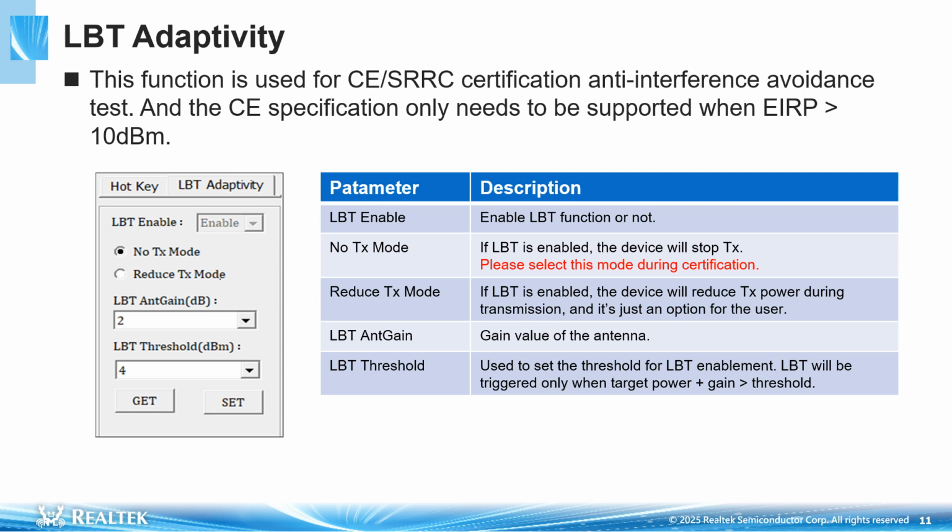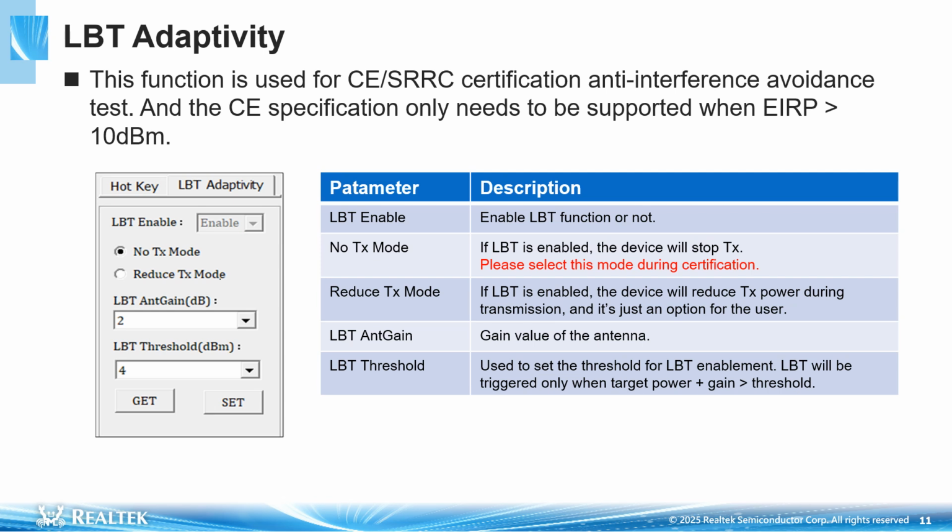LBT adaptivity. This function is used for CE and SRRC certification anti-interference avoidance test. The CE specification only needs to be supported when EIRP is greater than 10 dBm. The parameters are as follows. LBT enable: enable the LBT function or not. No TX mode: if LBT is enabled, the device will stop transmission. Please select this mode during certification.